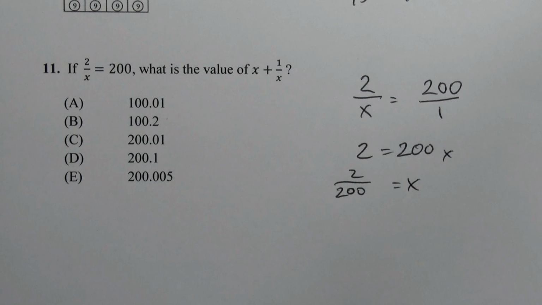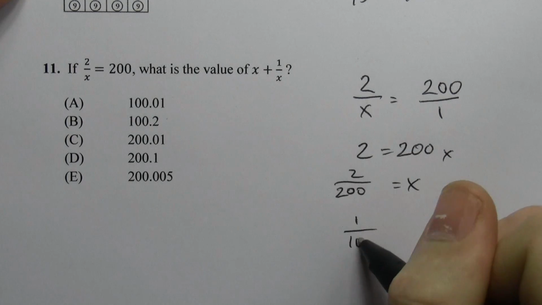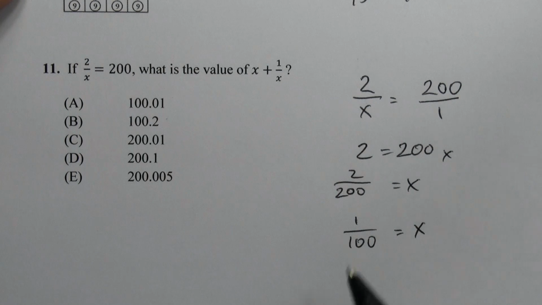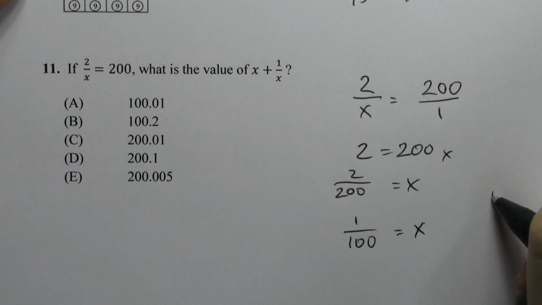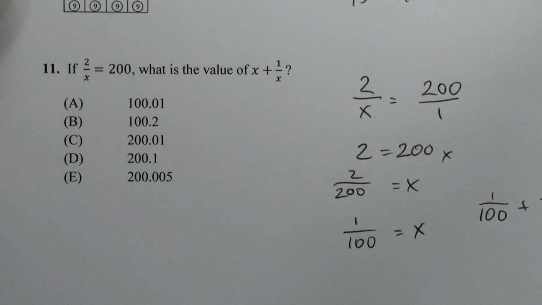Now you can use your calculator here, and that's not a problem, right? Or you could just keep it as a fraction. So you can reduce this to 1 over 100, right? And that equals x. So they're looking for 1 over 100, which is x, plus 1 over 100, right?